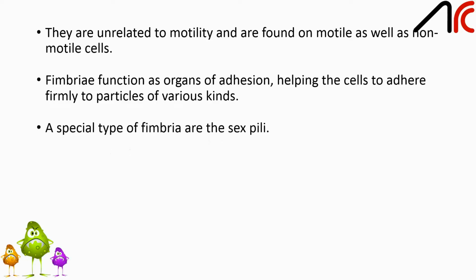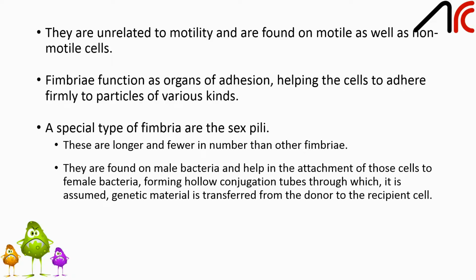A special type of fimbriae are sex pili. These are longer and fewer in number than other fimbriae. They are found on the male bacteria and help in attachment of those cells to the female bacteria, forming hollow conjugation tubes through which it is assumed genetic material is transferred from donor to the recipient cell.